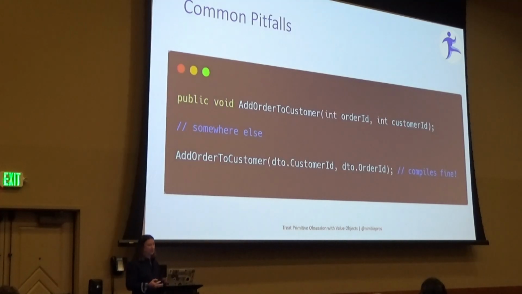Okay, so common pitfalls are things like this, where you're using too many primitives. Right? We've got some method that just wants to add an order to a customer. It takes in their IDs. That's all it needs. It's going to add a record to a many-to-many table with both IDs. And then somewhere else, somebody calls that, and they transpose the two values. They're both integers, so it compiles and runs just fine.